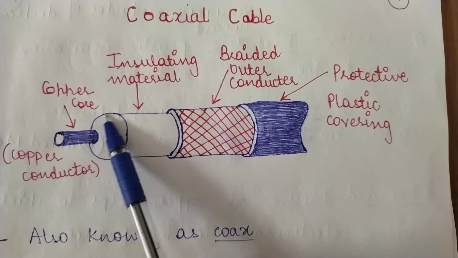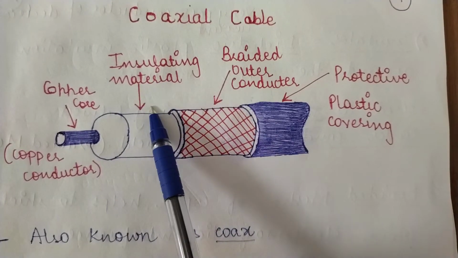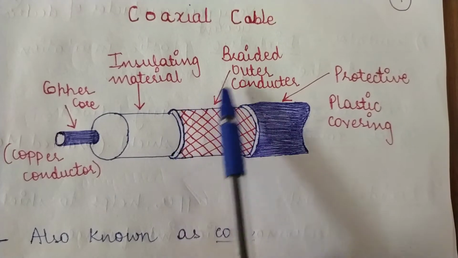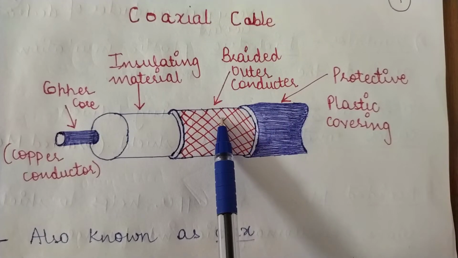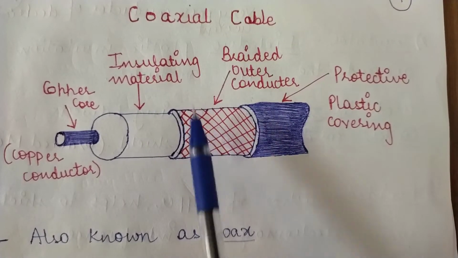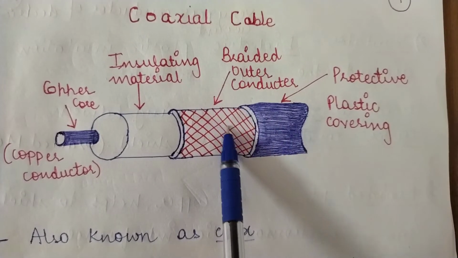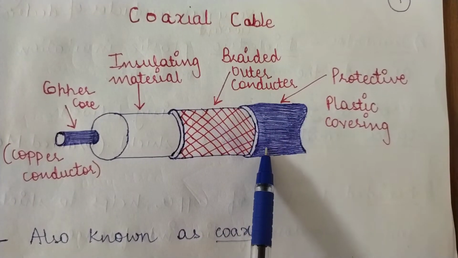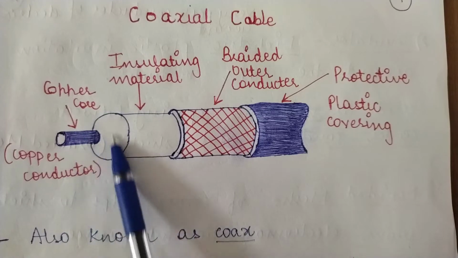Then there is a layer around this inner conductor or around this copper core, which is made up of an insulating material. Then this insulating material is further layered up with a braided outer conductor, which is also known as a braided outer mesh. This looks like a mesh kind of a thing, so this is also known as the braided outer conductor or the braided outer mesh. And this mesh is then further covered with a protective plastic covering. So many layers of covering.